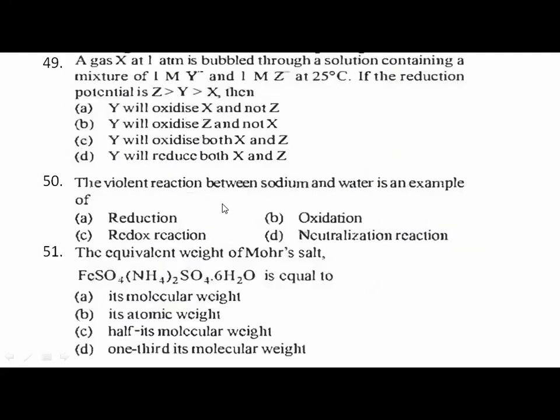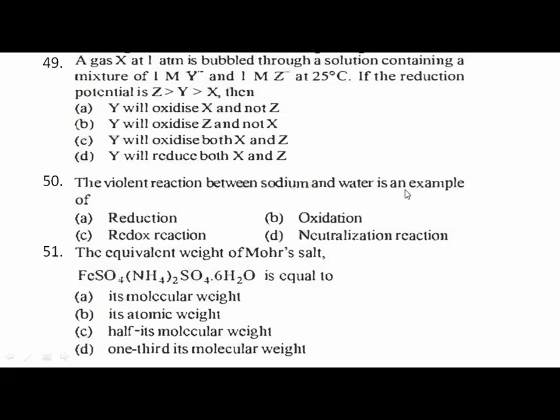Okay. Next. A gas is bubbled through a solution containing a mixture of 1 M X minus and 1 M Z minus at 25 degrees Celsius. If reduction potential of Z is greater than Y is greater than X, then see, the more the reduction potential, the more will be the oxidizing power. So which will oxidize? Y will oxidize X and not Z. Y will oxidize Z and not X, wrong. Y will oxidize both, wrong. So option A is the correct option.